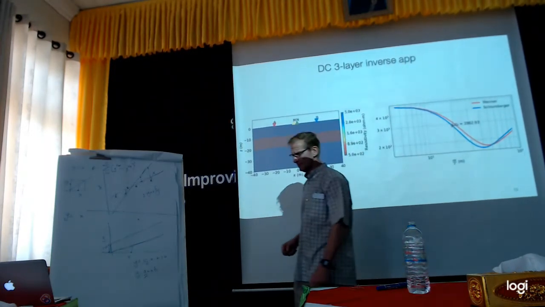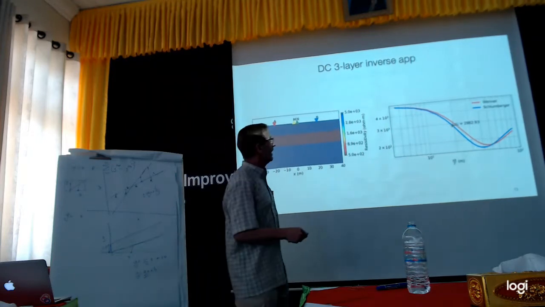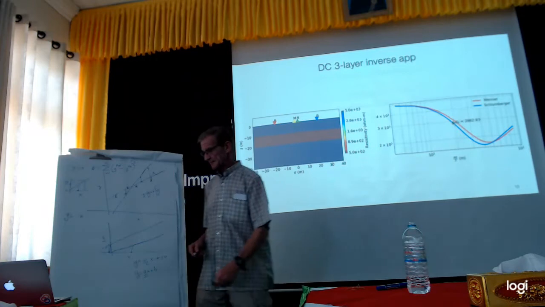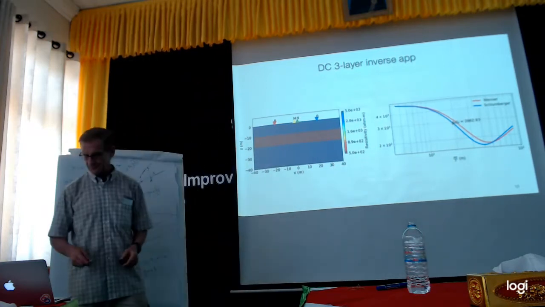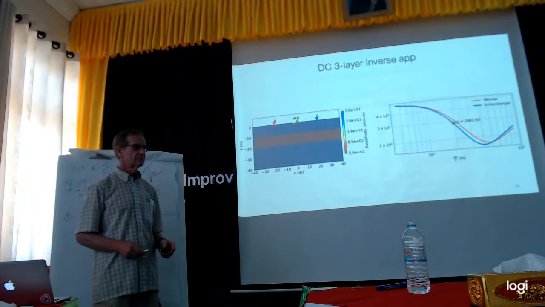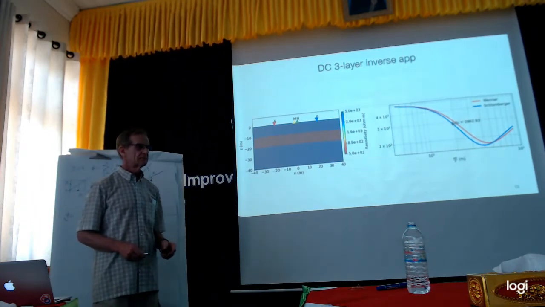When array is blue, right, Schlumberger is blue. Wenner array is red. Oh sorry.